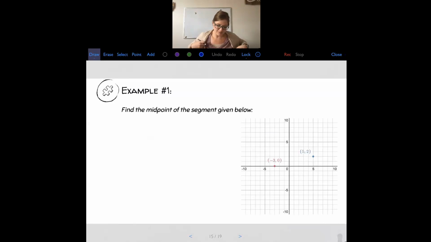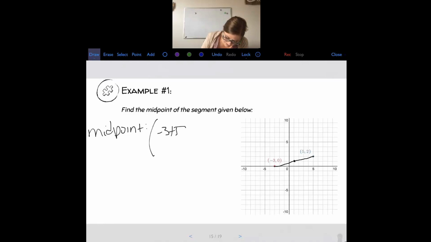Okay, so find the midpoint of the segment given below. So if I draw this segment, the midpoint you can see is actually right here. It's at 1, 1, but let's prove it. Not all of them are this nice. So I add up my two x coordinates, so my midpoint is given by -3 plus 5 divided by 2, and 0 plus 2 divided by 2, and then we simplify.